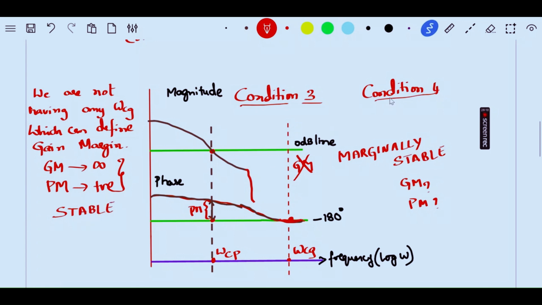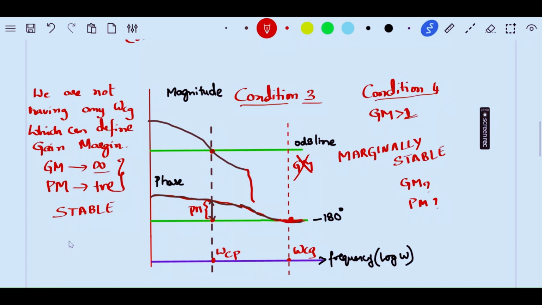Because practically gain margin should be positive. But what is the positive value? Gain margin should be greater than 1. Less than 1 gain margin is also an unstable condition. Though the gain margin is positive, the positive value should be greater than 1. Keep that in mind. So in condition 4, we were able to get a gain margin to be infinite and phase margin to be positive. Therefore, as infinite is a positive value, we consider such a system to be stable.